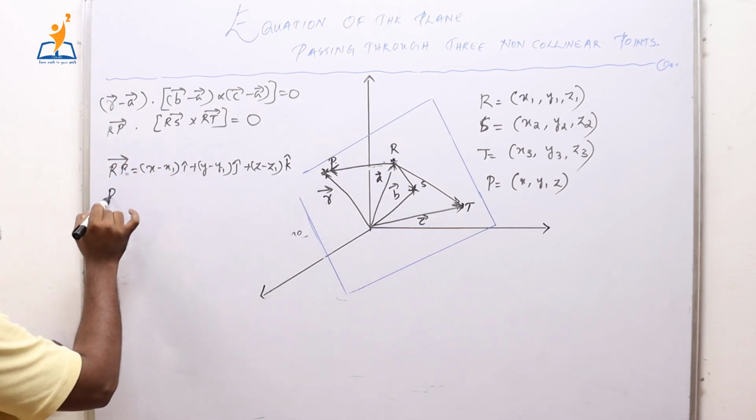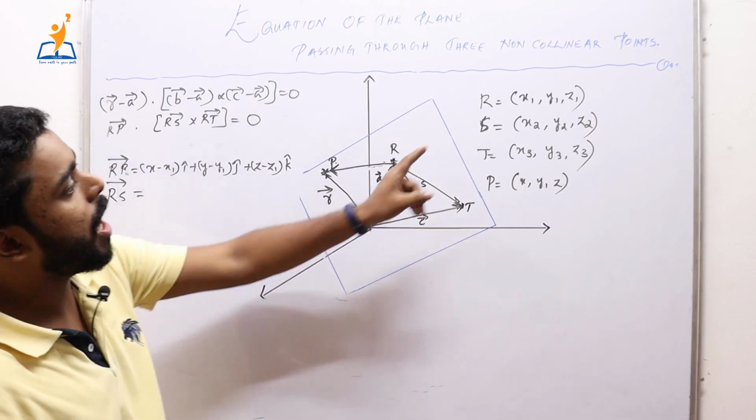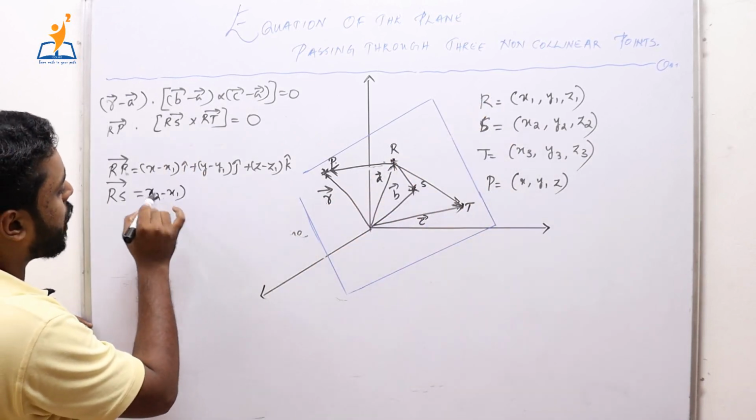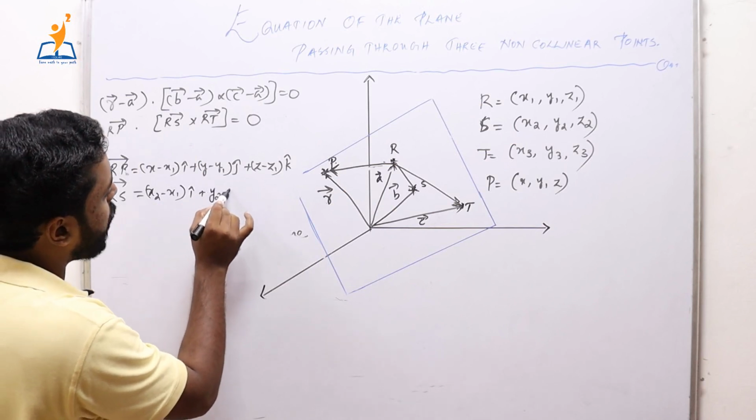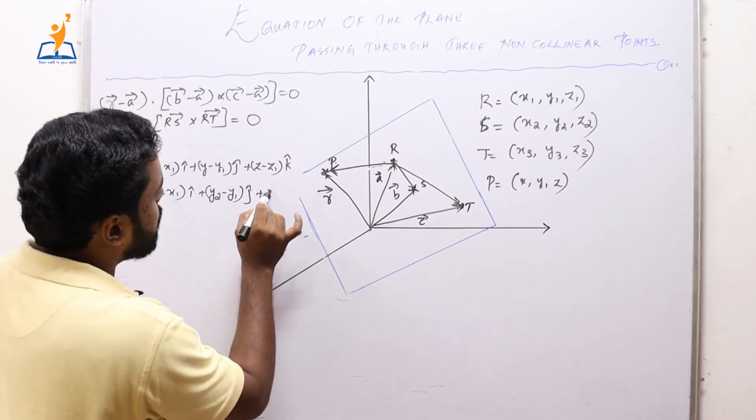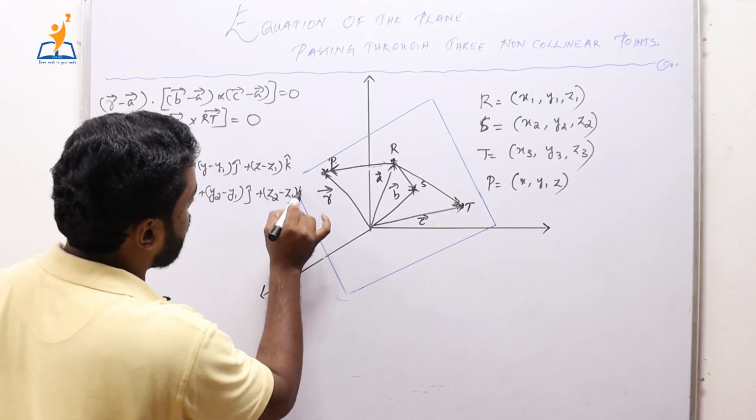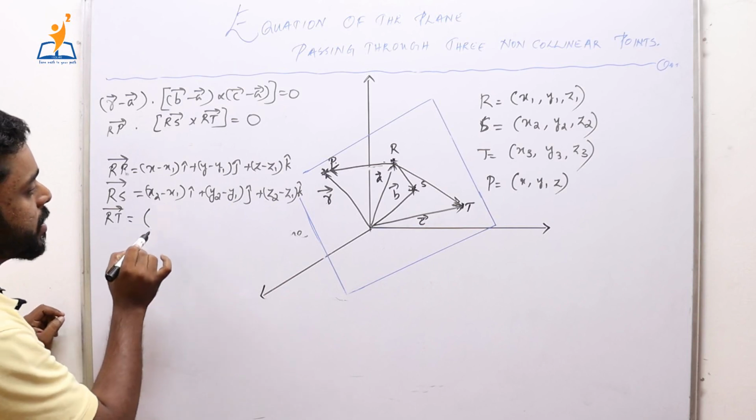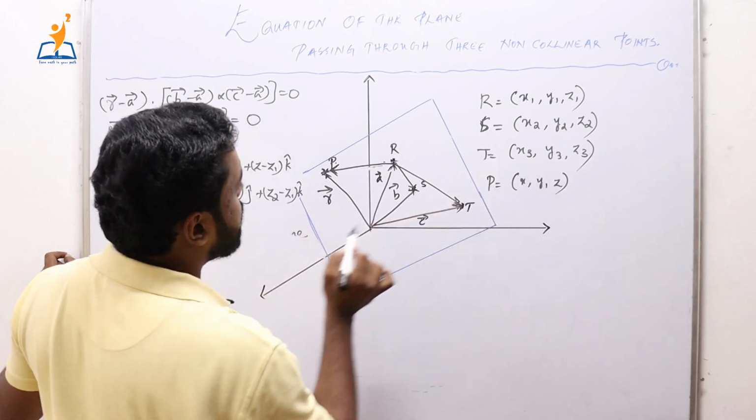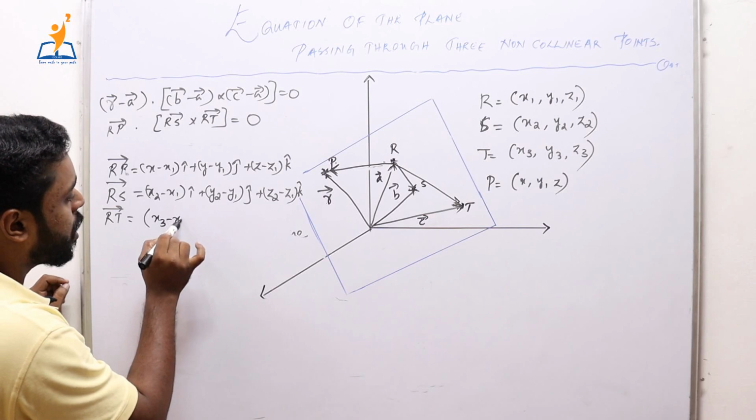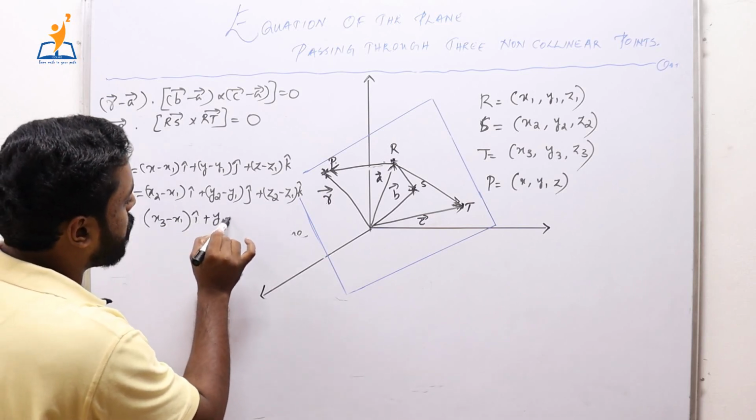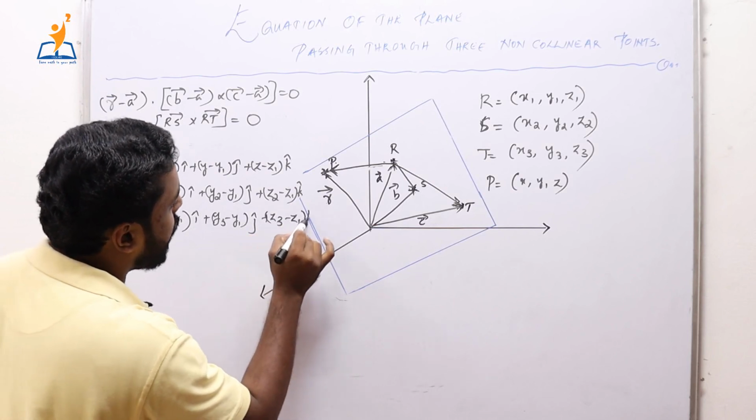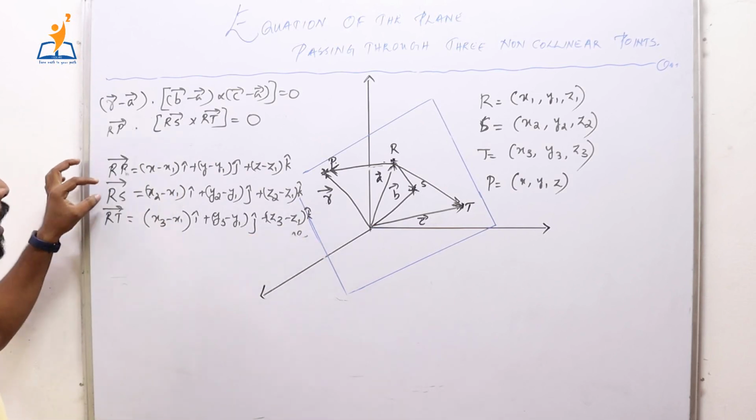Now what is RS? Vector RS is equal to (x2 minus x1) i cap plus (y2 minus y1) j cap plus (z2 minus z1) k cap. Now tell me, what is RT? Yes, you are right. RT is equal to (x3 minus x1) i cap plus (y3 minus y1) j cap plus (z3 minus z1) k cap. So we got RP, RS and RT.